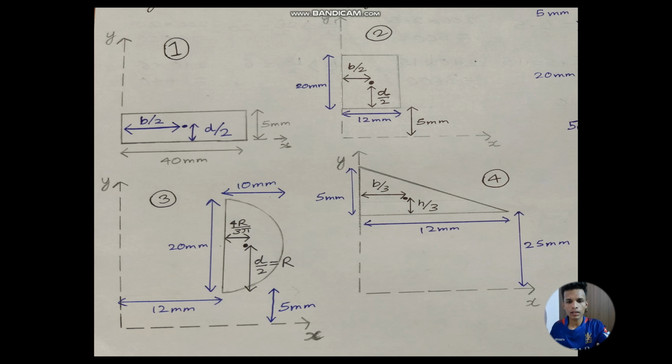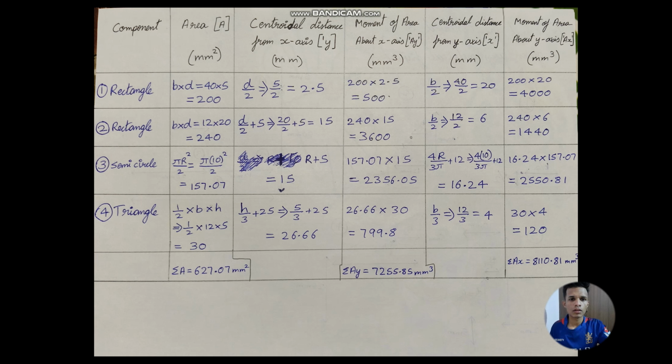So I'm giving a rough idea to you to understand. And the next one, the centroidal distance from the y-axis is b by 3, which is 12 by 3. Next we'll move on to the calculation table. We'll calculate the values one by one.